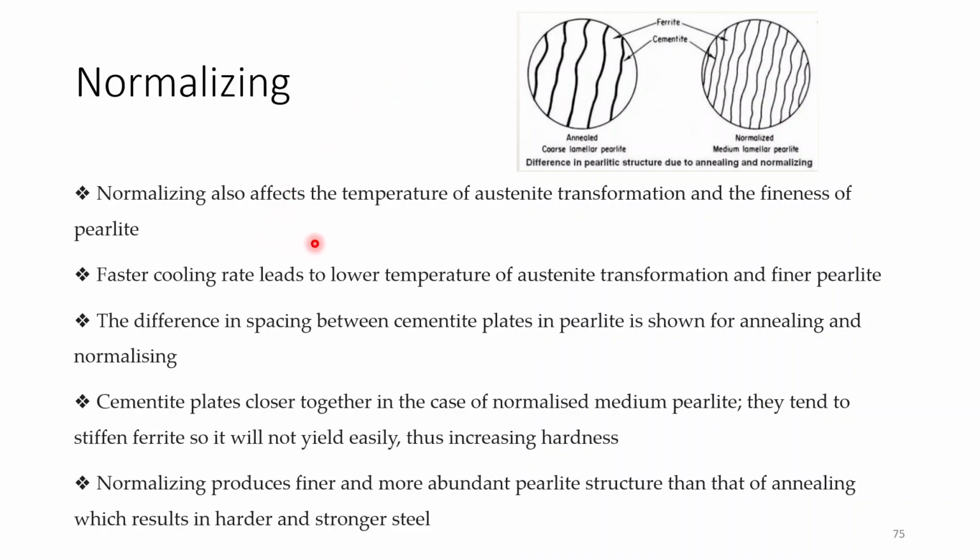Normalizing also affects the temperature of austenite transformation and the fineness of pearlite. So the faster the cooling rate, the lower the temperature of austenite transformation and the finer the pearlite. The difference in spacing between cementite plates in pearlite is shown for annealing and normalizing. Here it's shown that the spacing is higher and the plate thickness is also higher compared to normalized.